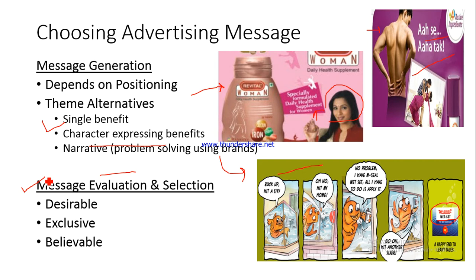So that is one thing you will have to keep in mind, and for that naturally you will have to do some background customer research to find out what attributes the customer prefers. So you have to put in at least one or two of those attributes, and that will take care of the desirability aspect of your advertising message. Then what do we mean by exclusive? See, there are so many companies in the market.